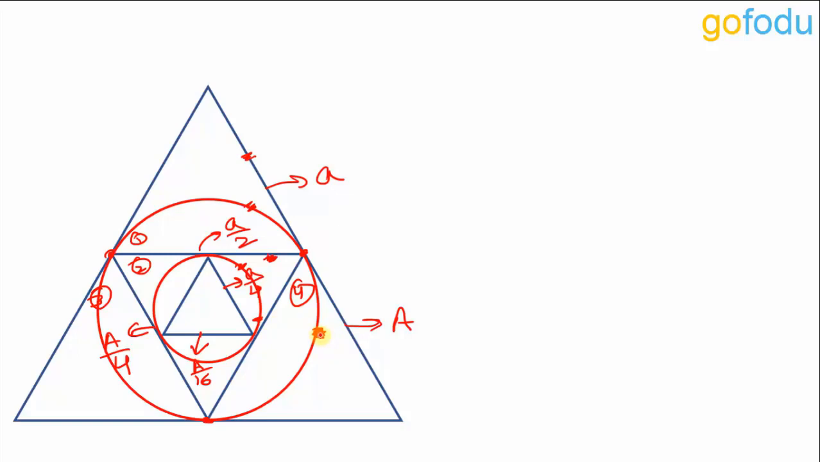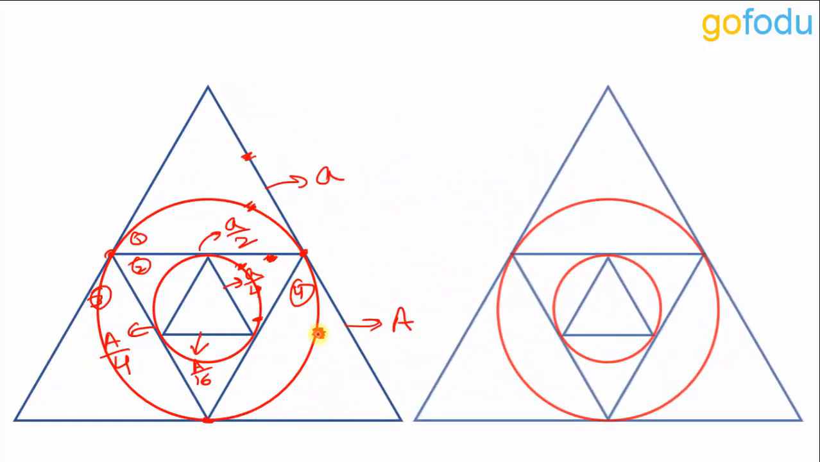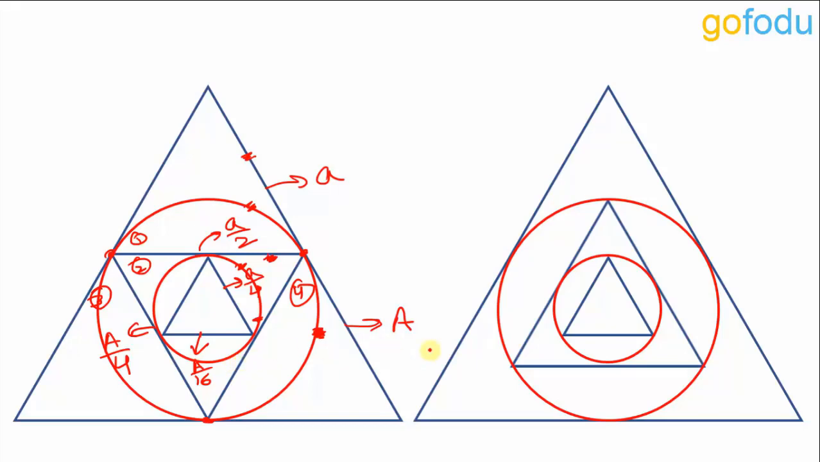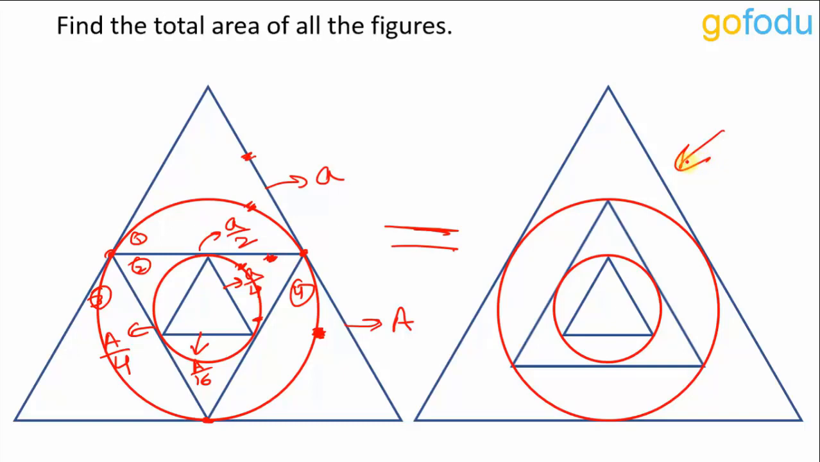Now things won't change even if the figure is drawn like this. This middle triangle, I am tilting it upside down. These two figures are basically the same. So you know everything about this figure as well. Okay. Now anything could be asked in this figure. Like find the total area of all the figures. So we have to find area of this triangle plus this circle plus this triangle plus this circle till infinity.